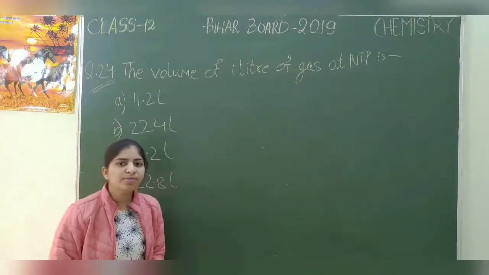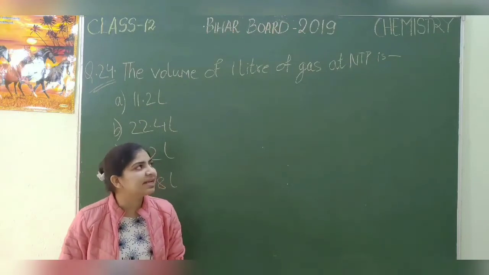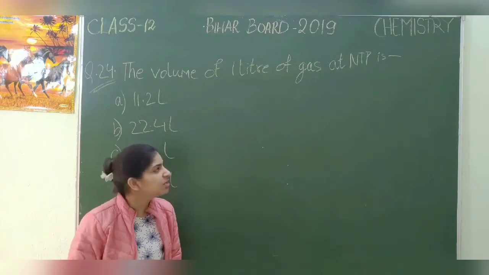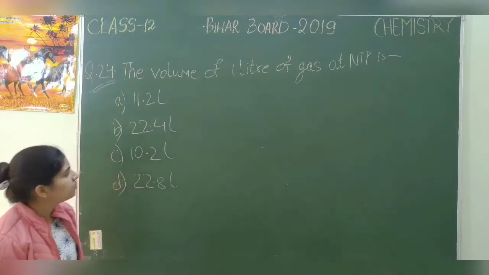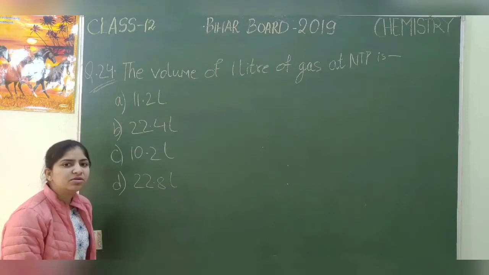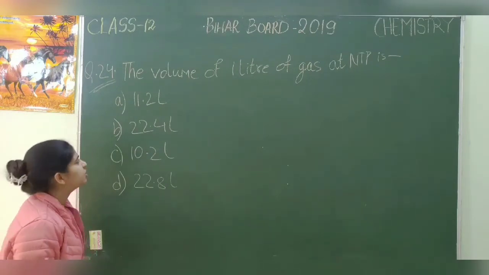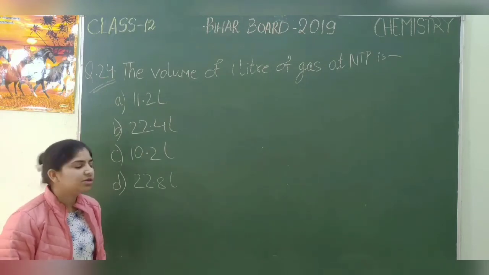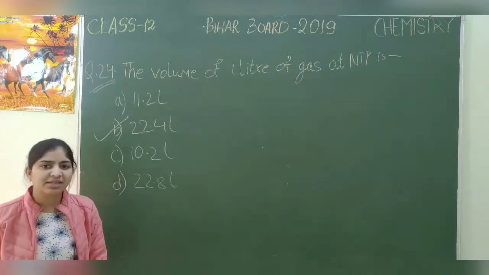Next question: the volume of 1 liter of a gas at NTP is. NTP is the normal temperature and pressure. So as we know, the volume of 1 liter of a gas at normal temperature and pressure is 22.4 liters. So we can say that option B is our correct answer. Now you can take a screenshot.